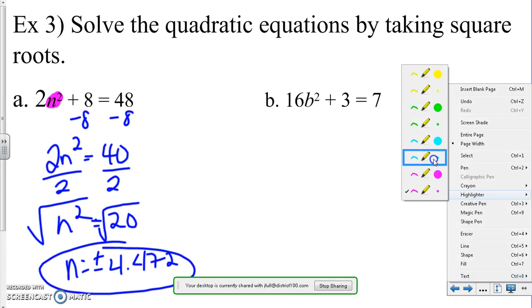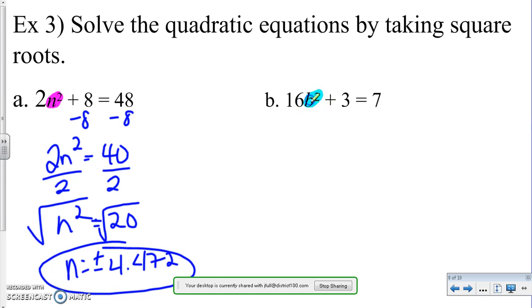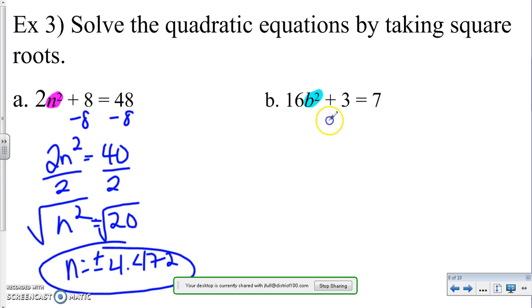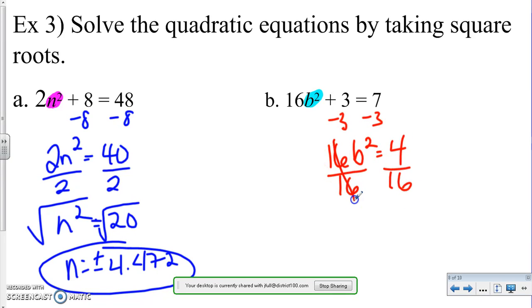Okay, so next one, trying to get that b squared alone. So we're going to get rid of that plus 3 first, and then we're going to get rid of the 16. So we're going to subtract 3 first. We have 16b squared equals 4. We're going to divide by 16 on both sides to get b squared equals, and if you type this in your calculator, you're going to get this decimal, 0.25.